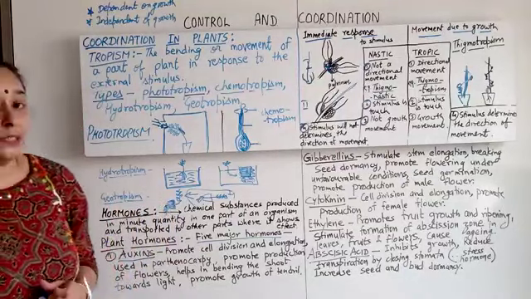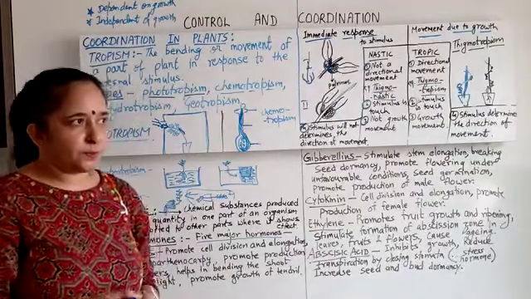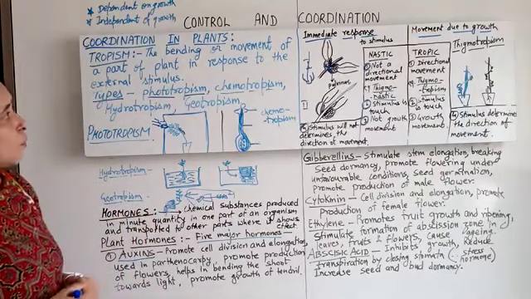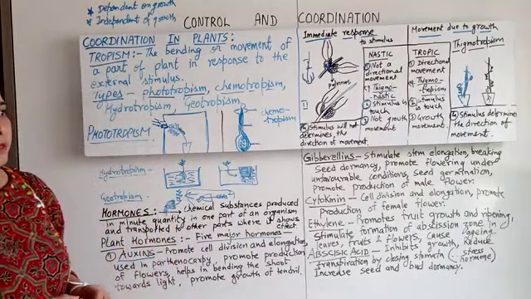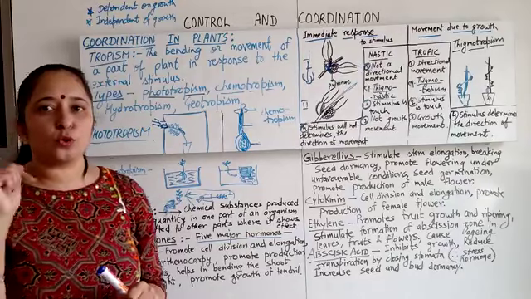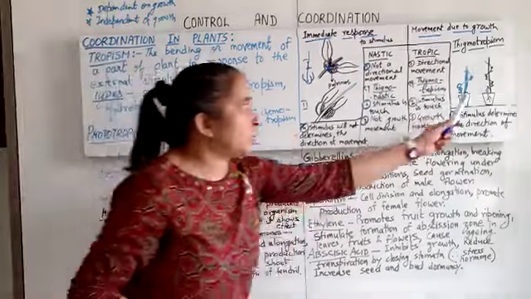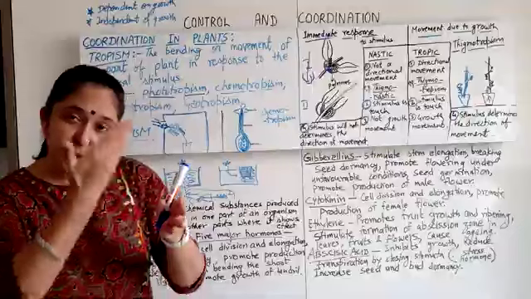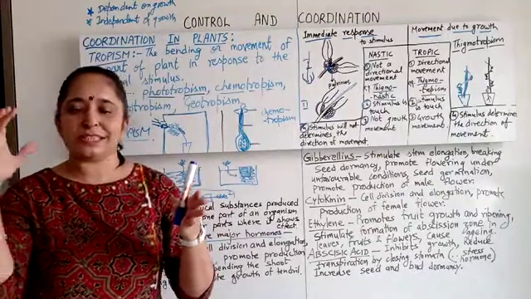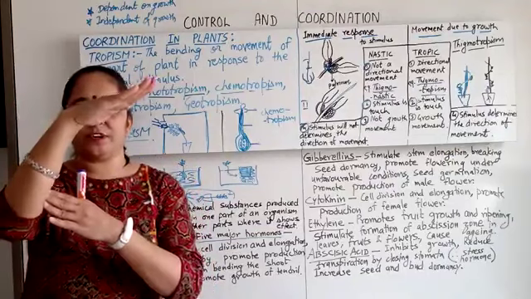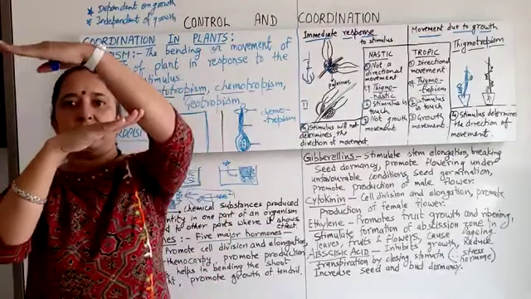Right? Now in the board exam, how do they ask the question? They ask, what is tropic movement? Explain with the example of the tendril growth on the support. So this one you have to explain. Opposite to the support, the auxin will promote cell division and cell elongation so that it will bend. Then on this side, it will bend like this.